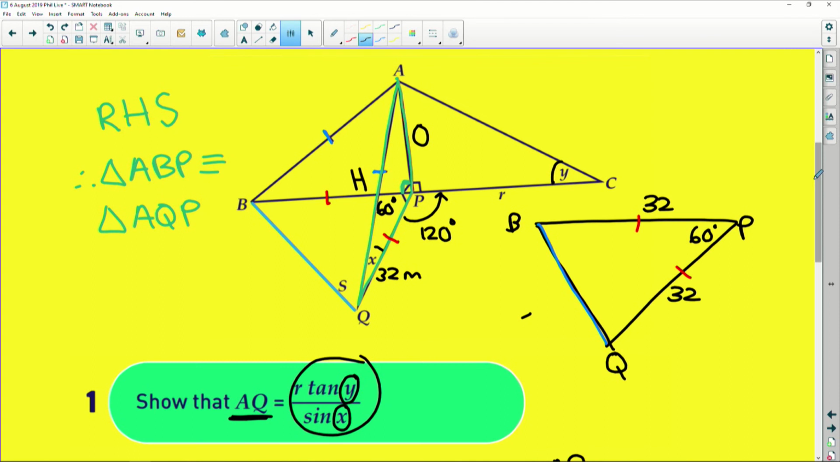I know I went through this question quite quickly, but hopefully you understood my argument of congruency between these triangles and how I got to PQ being equal to BP.